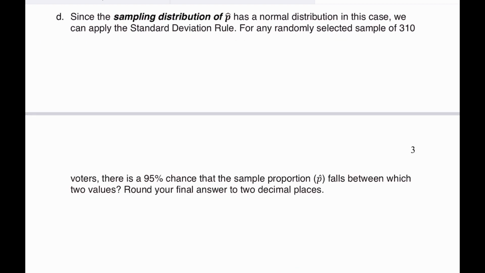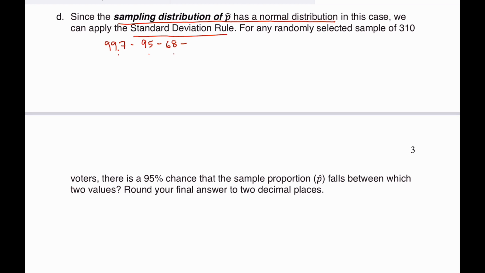For part D, since the sampling distribution of p-hat is normal, which we established in part B, we can apply the standard deviation rule. And just to recall, this was the 95, 68, 99.7. Remember, those were for 3 standard deviations, 2 standard deviations, 1 standard deviation from the mean.